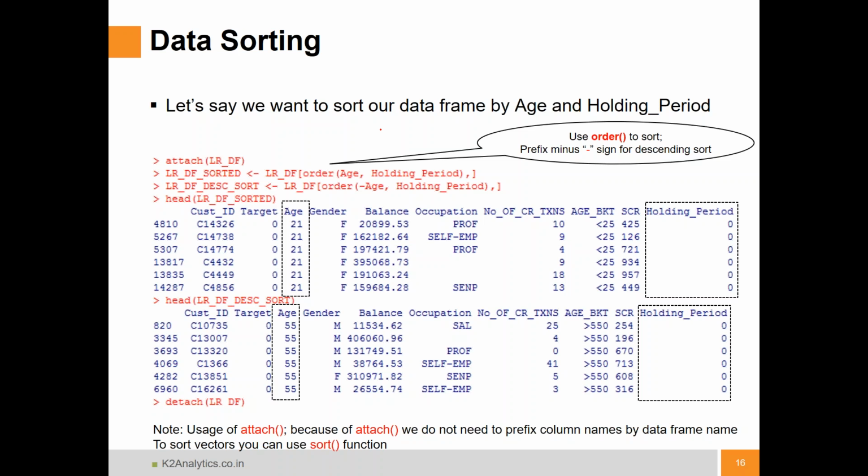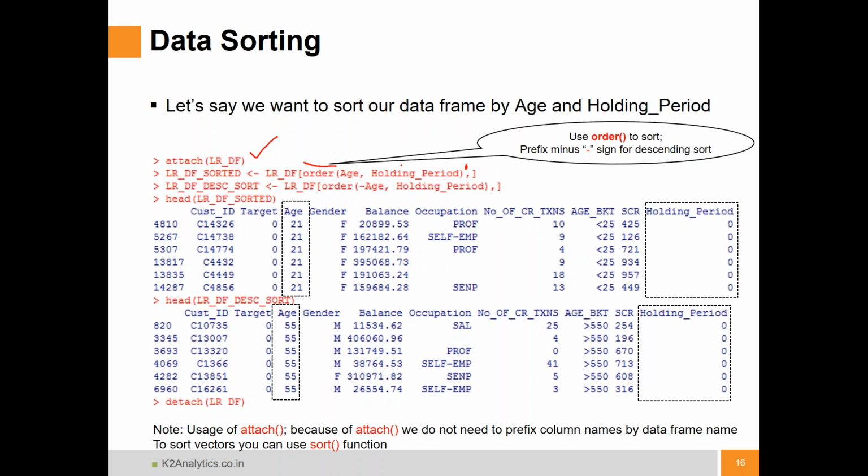So here also we have similar syntax where we will use the order function, and this order function has to come in the row position. See, a comma is there and after the comma there is nothing, so that sort element is coming in the row position. Again note LRDF, attach. Because I have attached, I am able to refer to the columns directly. If I do not do attach, the syntax would have been order LRDF $H LRDF $holding period.